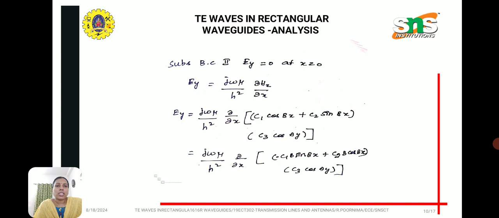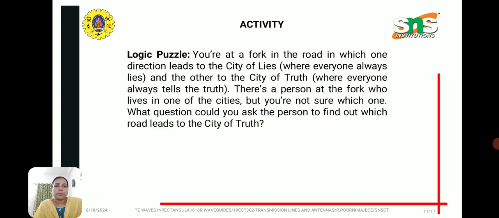Substituting the second boundary condition, Ey equal to 0 at x equal to 0, we get the Ey value: minus jωμ by h squared, ∂/∂x of (C1 cos βx plus C2 sin βx) C3 cos αy. In this, the first two terms will be modified. This is an activity.